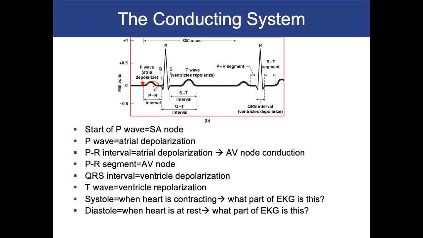The PR interval shows the SA node through the AV node. The AV node actually holds the impulse for a split second before it releases it to the ventricles. The QRS is your ventricles depolarizing, right? And then your T wave is a ventricle repolarization.